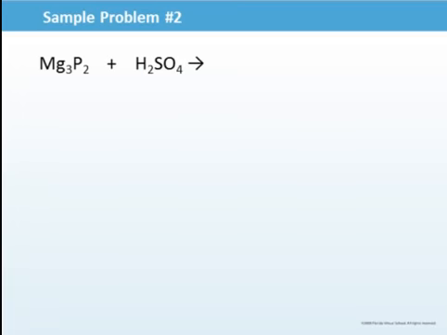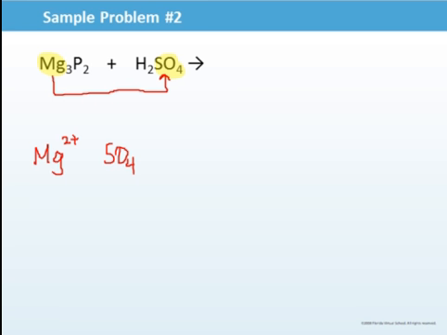Let's work through sample problem number 2. Again, we see the first element forms a bond with the second chemical. Okay, magnesium is going to form a bond with the sulfate. So what we have to do is figure out, okay, what formula is that going to form? So we see MgSO4.